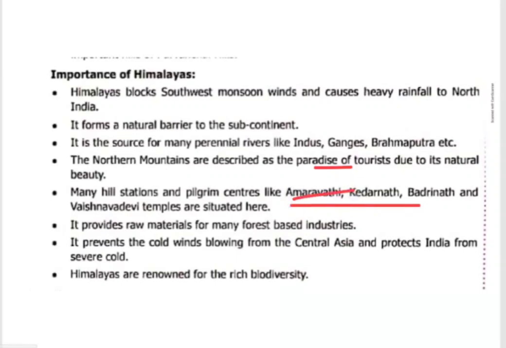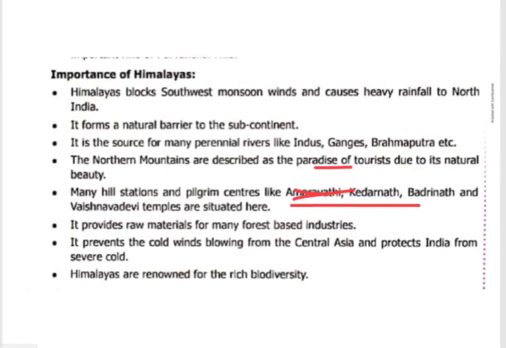Wrong answer. In the guide it is given wrong. Amaravati is the wrong answer, children. Please strike it out and learn Amarnath, Kedarnath, Badrinath, and Vaishno Devi temple. So these are the pilgrimage centers located here.